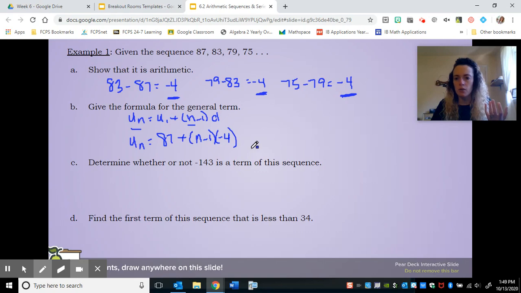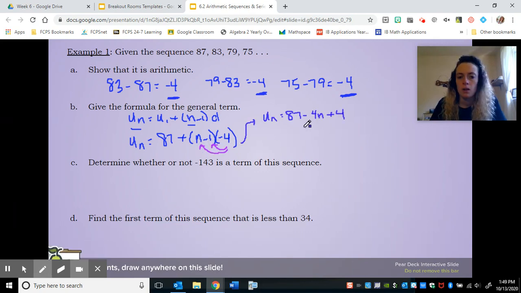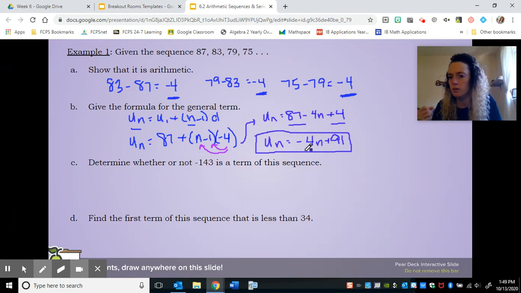Okay. So just like other problems, even though it doesn't specifically say to simplify, it's always best practice to simplify. So in this case, what I'm going to do first is distribute that negative 4. And then I'll go ahead and combine like terms with my 87 and my 4. And that is my formula for my general term. You could have switched 91 and negative 4n. Either way, it doesn't matter as long as you have both pieces. We're not going to be picky about what order they go in.